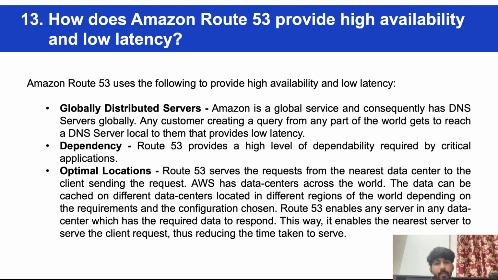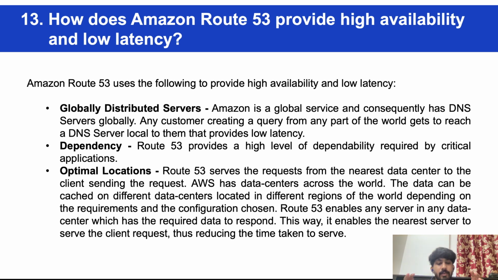Now let's come from the top. So Amazon is a global service and consequently has DNS service globally. As I told you, they have data centers all around the globe. Any customer creating a query from any part of the world gets to reach a DNS server local to them that provides low latency. So low latency in the sense, they're asking how exactly Amazon Route 53 helps you make sure your application is really fast for any user around the globe.